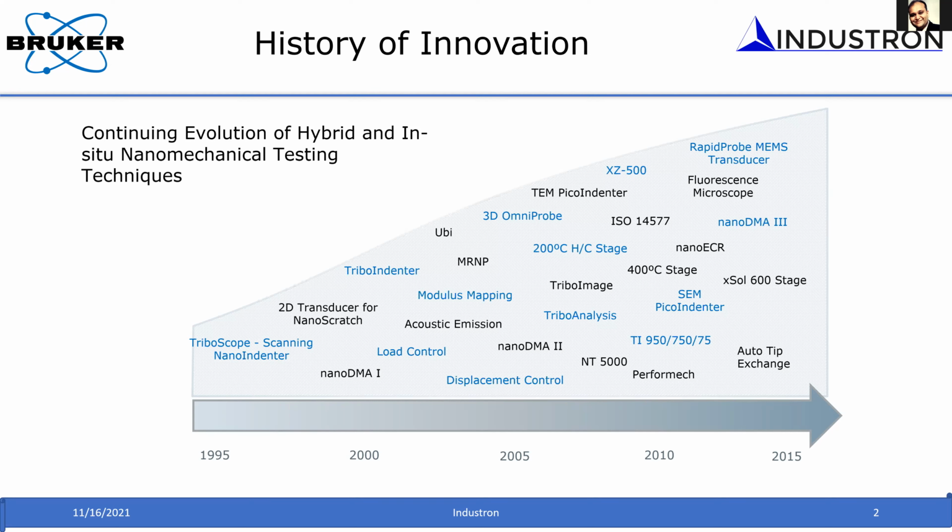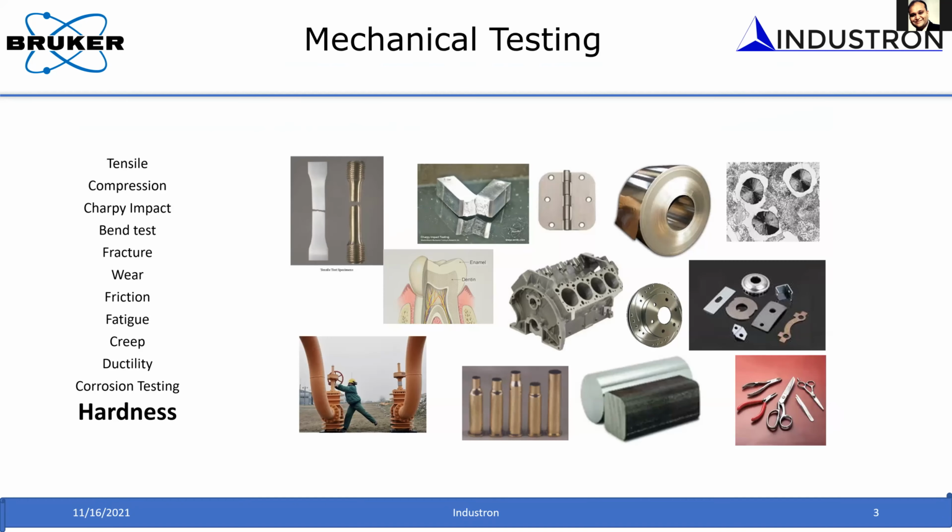It's going to be very basic, and it's all about mechanical testing. There are many forms of mechanical testing that you can think of for bulk measurements, for example, tensile, compression, fracture, bend test, friction, fatigue, creep, ductility. There are so many of those, and they are used to understand the mechanical response of a material under different conditions.